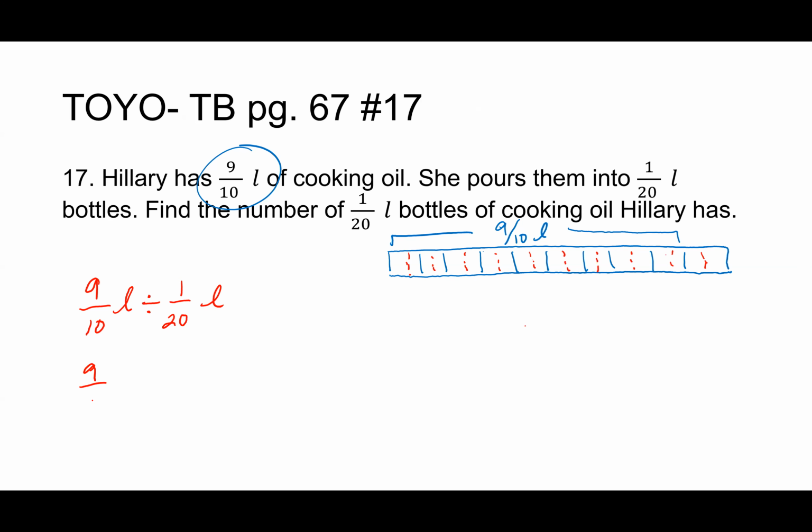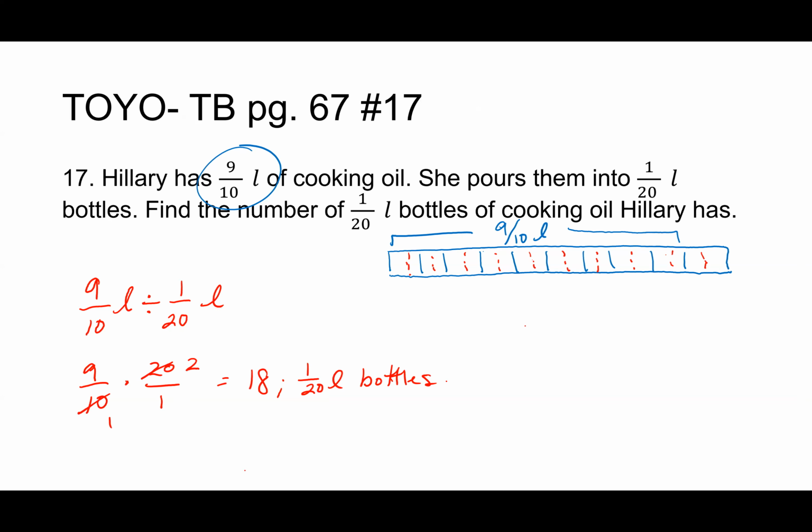When we copy dot flip that, we're going to copy that first fraction and we're going to flip the second fraction on its head. And we get 18 1/20 liter bottles. Okay, pretty easy, right? Let's go on. Tiffy? How do I get 1/20?